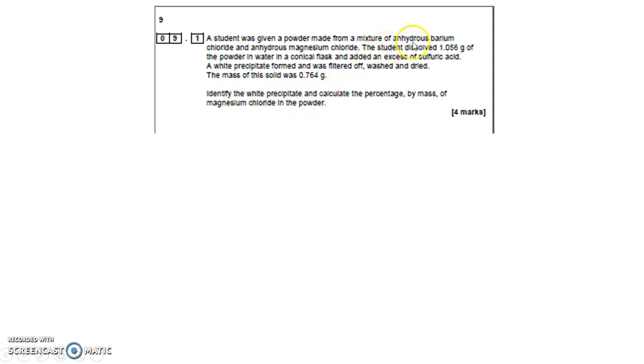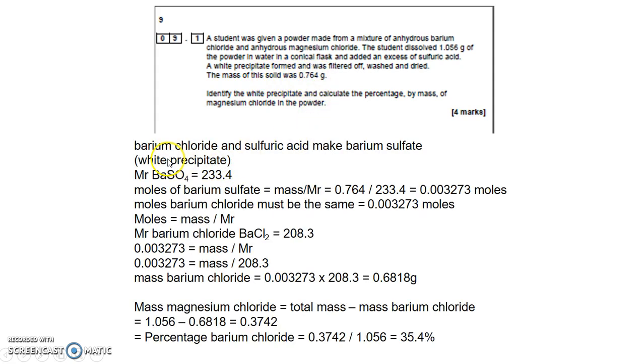So I'm going to have to work out the mass of the barium sulfate in there and then subtract it from the total mass of the mixture and work out the magnesium chloride. Okay, let's have a look what I've got so far. The student dissolved 1.056 grams of the powder, and the mass of solid was 0.764 grams. So the barium chloride and the sulfuric acid make barium sulfate. That's the white precipitate. That will get me 1 mark.